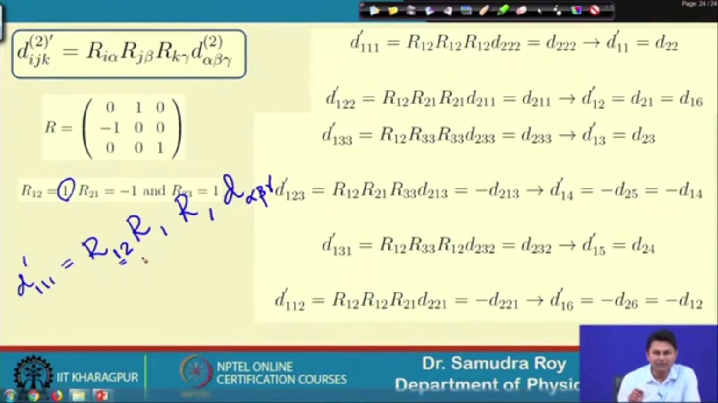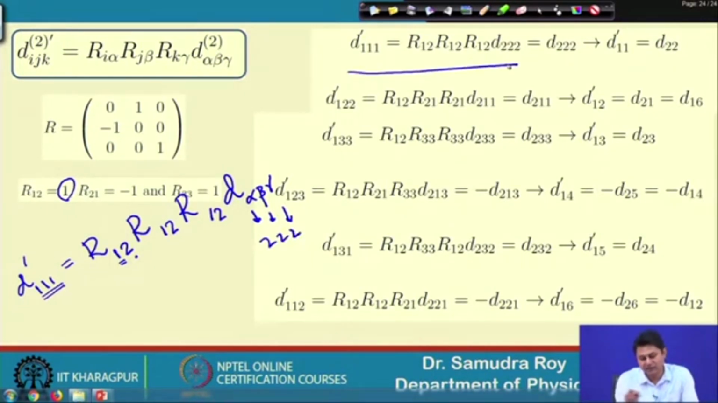For non-zero elements, I am just writing what should be the non-zero elements here. So, you have to put R 2 here. In the same way, since it is 1, you have to put R 2 here and 2 here, so that you have non-zero elements here. All the other elements are going to vanish once you find D 111. So, if I put 2 2 2 here, automatically my choice of alpha, beta and gamma will be 2 2 2. So, this is essentially the equation that we have.